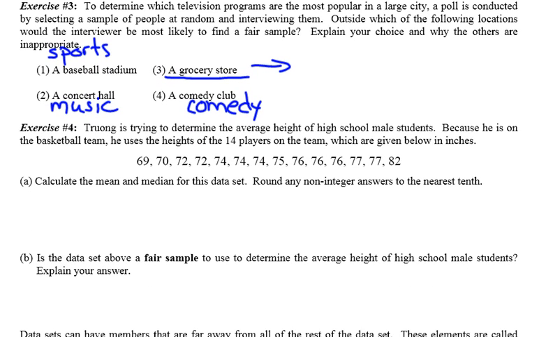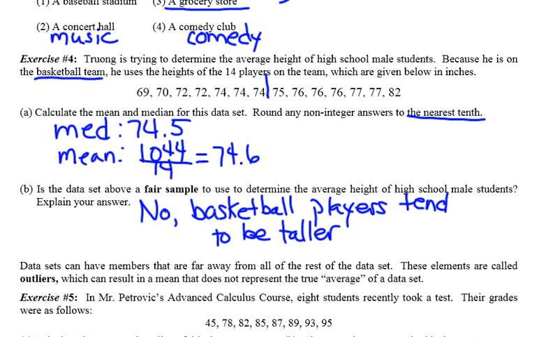Calculate the mean and median. I want you to try this one, so I'm going to pause the video. I want you to pause it. Try calculating the mean and the median, and then is your data set a fair sample? So we'll come back to that one. Do your work, check your answers. Okay, so going through, you should have come up with a median of 74.5, a mean of 74.6.